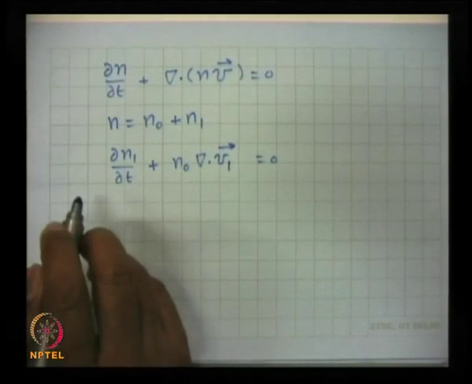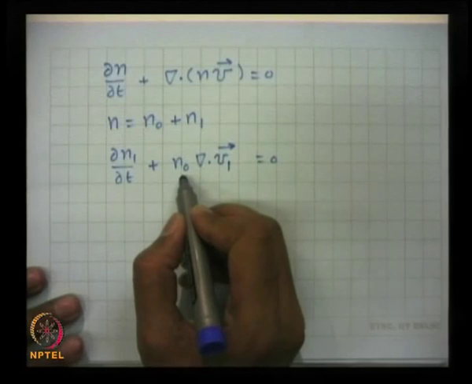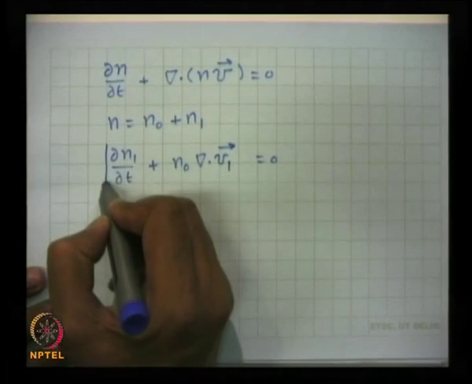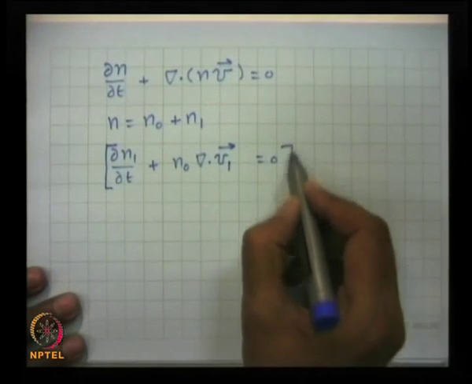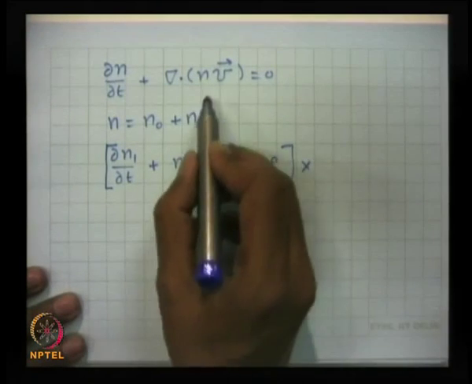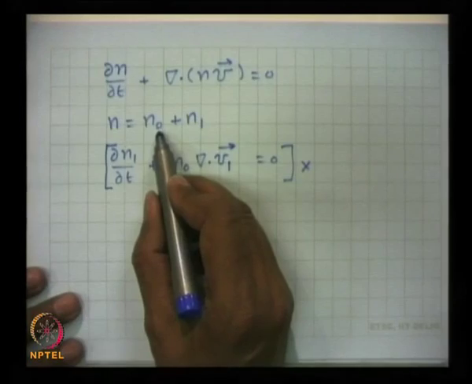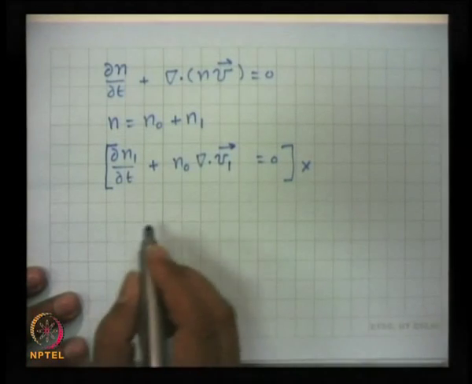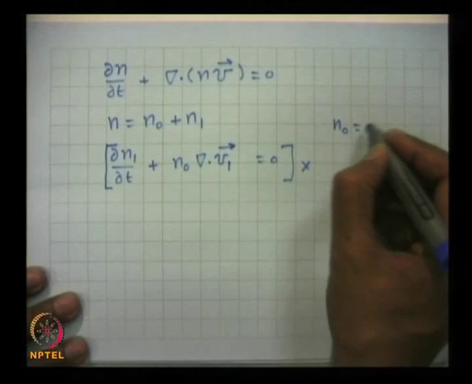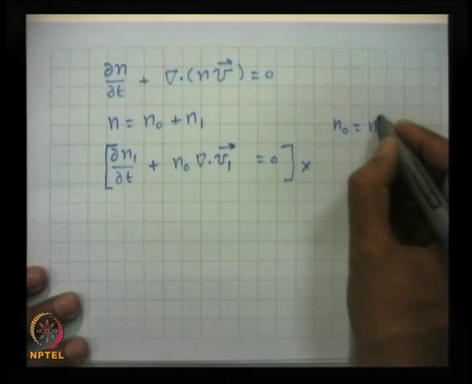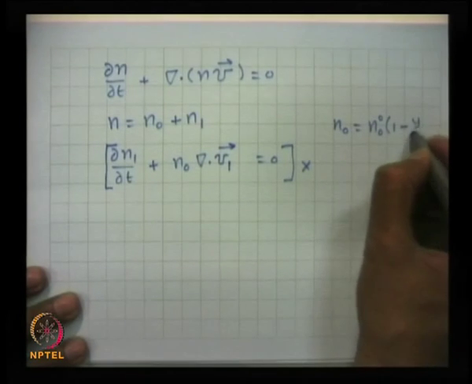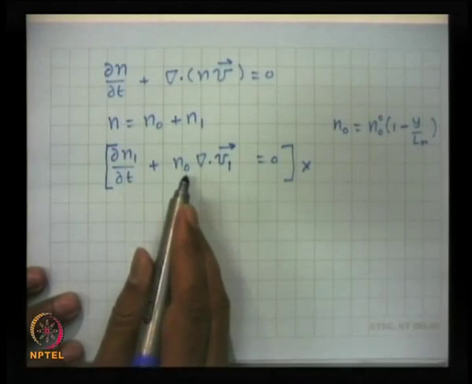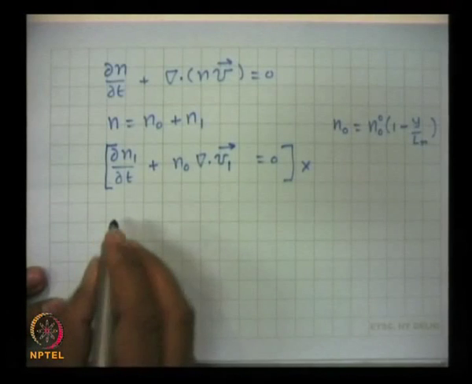sorry, I made a mistake here. N0 is not a constant quantity, this is wrong. So, let me delete this, this is not right. Remembering that N0 depends on y, it is increasing in the vertically upward direction. N0, please remember, is equal to N00 into 1 minus y upon Ln. Sorry, I made a mistake, N0 should be in the interior.